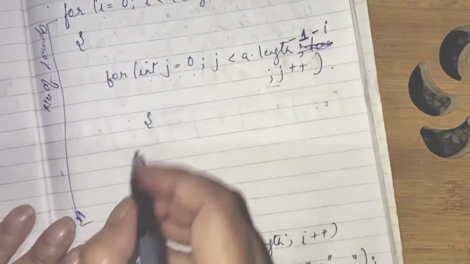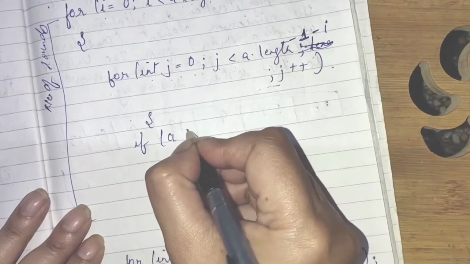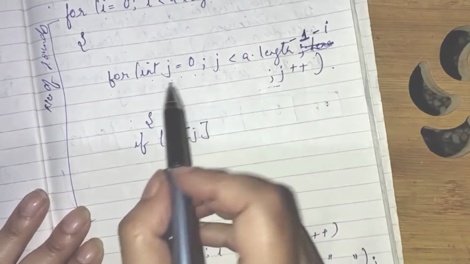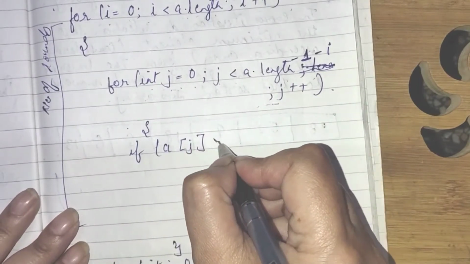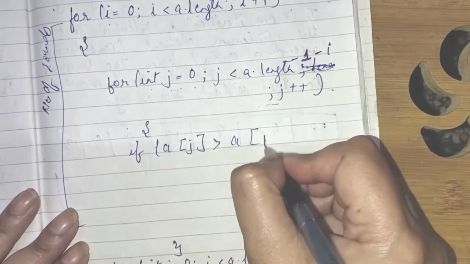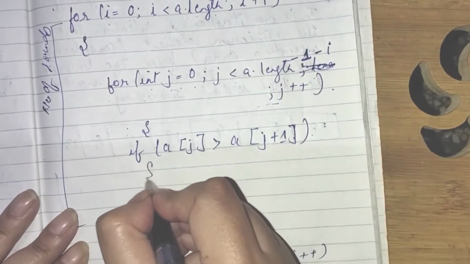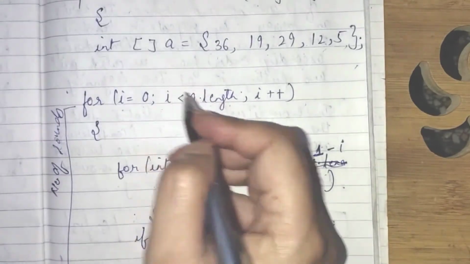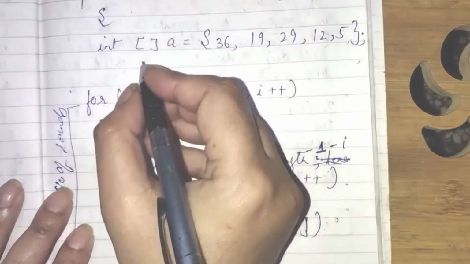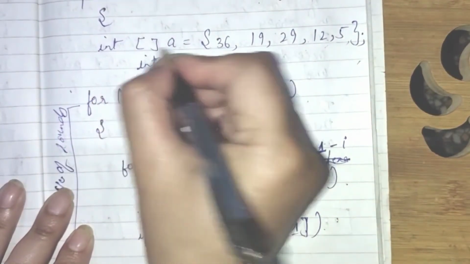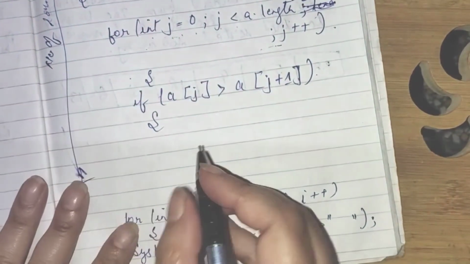After that, we will say that if a[j] is greater than a[j plus 1], then we will use one temporary variable to store the swap item. So we will write here int temp. Let's use the temporary item here.